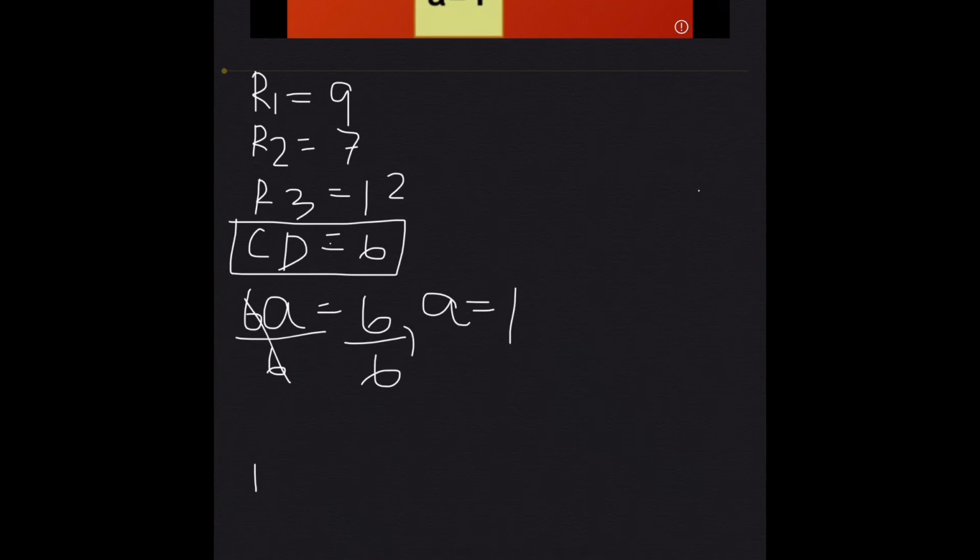To find the value of b, we will use the formula 12a plus 2b is equal to the first term in row 3, which is 12. Manipulate that. Since we have the value of a, that is 1, the value of b is 0.